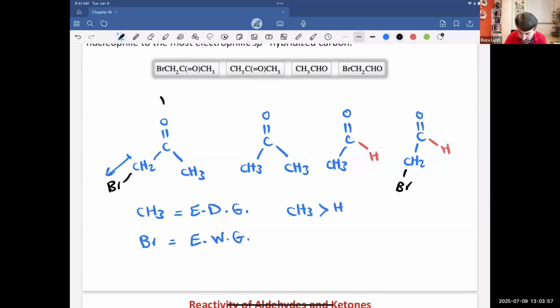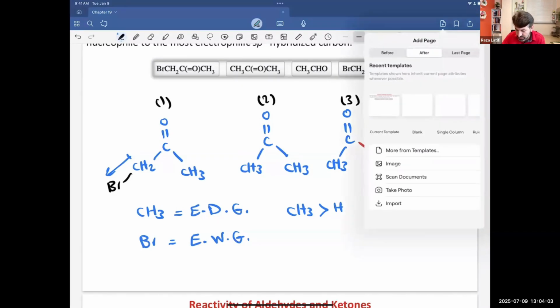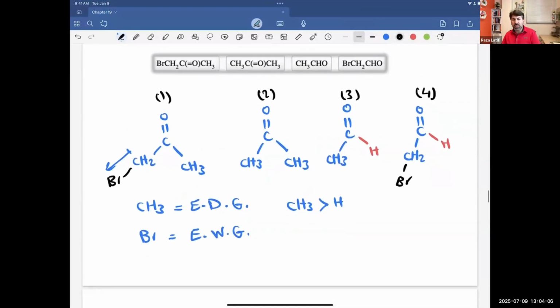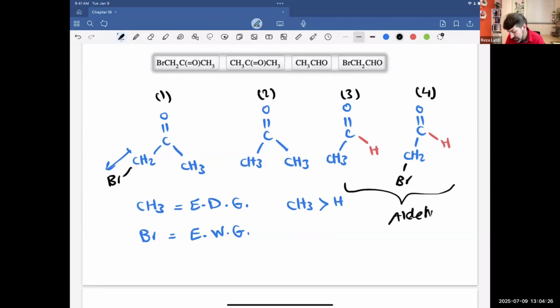Let's say this is 1, that's 2, 3, and we go 4 here. And let's compare these molecules. I'm going to say the one that has the less electron donating group will be the most reactive compound, or the one with the highest partial positive charge on carbon. And in this case, it's going to be an aldehyde molecule. So I need to pick one of these aldehydes.